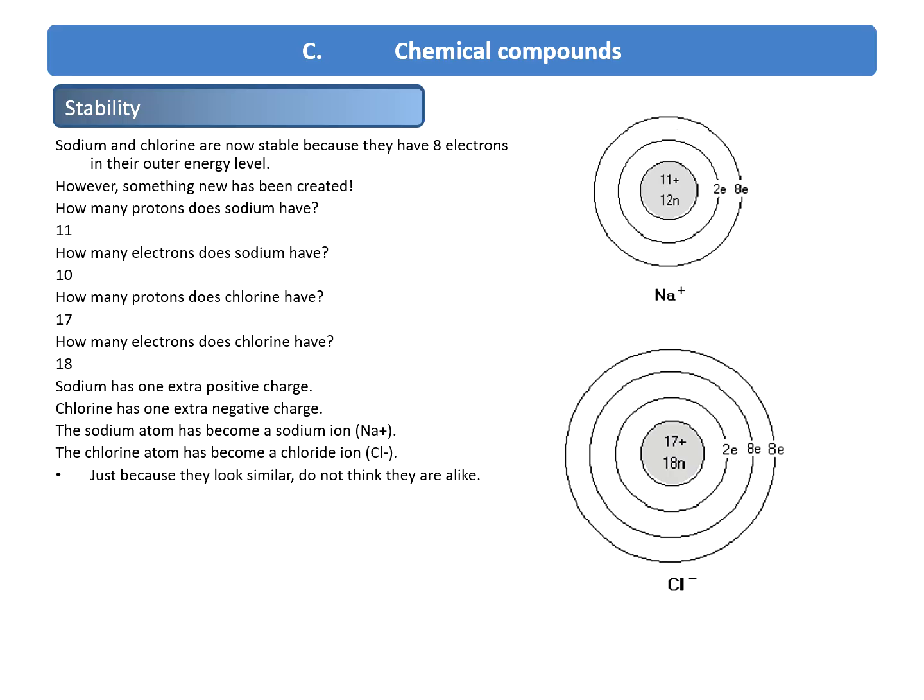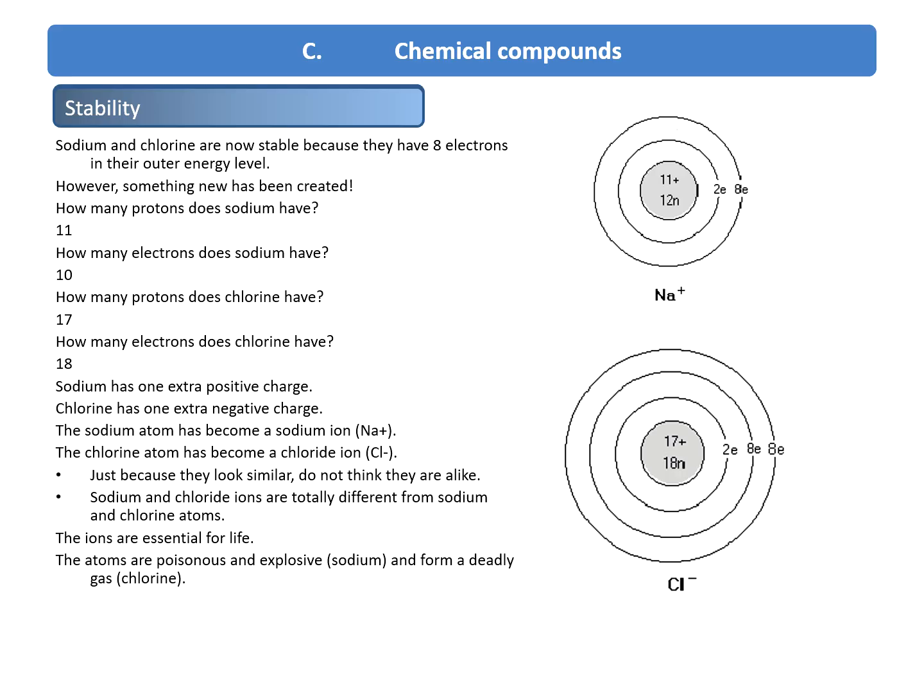Now, just because they look alike, don't think they are alike. Sodium and chloride ions are totally different from sodium and chloride atoms. The ions are essential for life. The atoms are poisonous and explosive in the case of sodium, and form a deadly gas in the case of chlorine.